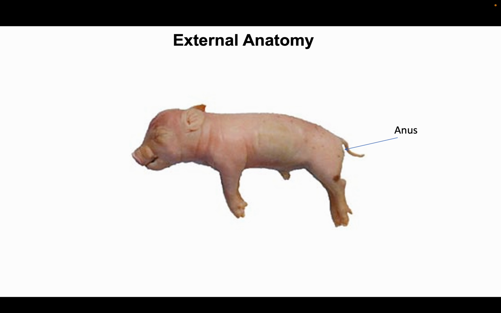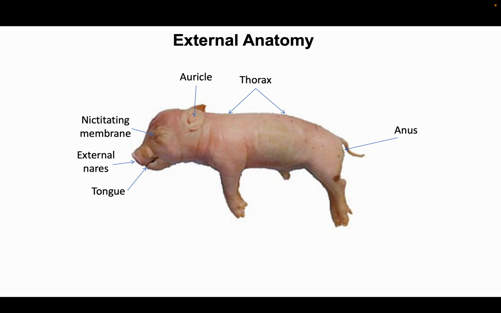So underneath the tail, there is the anus. There's also the tongue in the oral cavity, the external nares, which are their nose, the nictitating membrane, which is a unique structure that's only found in pigs, not humans. It's an additional eyelid that helps protect their eyes. Then you have the auricles, which are the ears, the thorax, which is the region that's composed of all of the respiratory and circulatory systems. So you'll find the lungs and the heart there. The abdomen is the structure that has a lot of the digestive system.